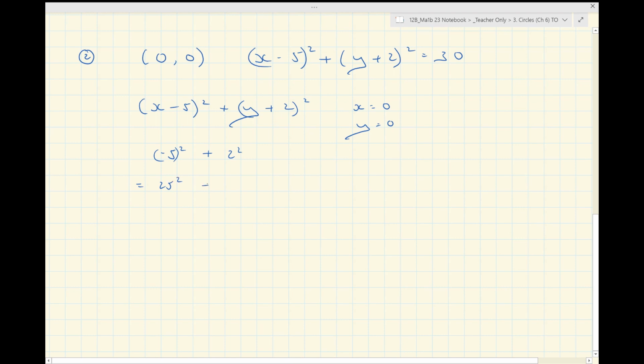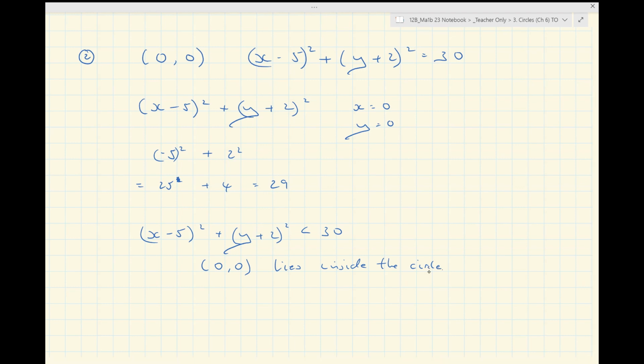So I've simply substituted in here. 5 squared is 25, plus 4 is 29. Right, so because (x − 5)² + (y + 2)² is less than 30, (0, 0) lies inside the circle. There we go, that's question 2 done.